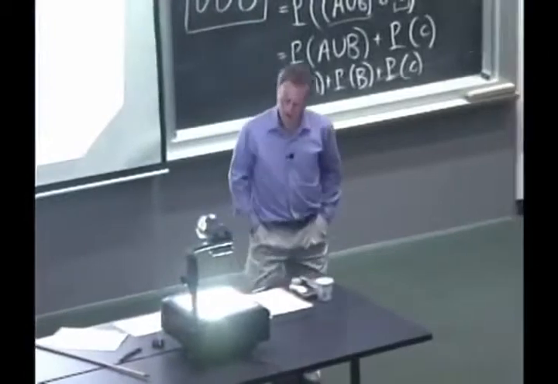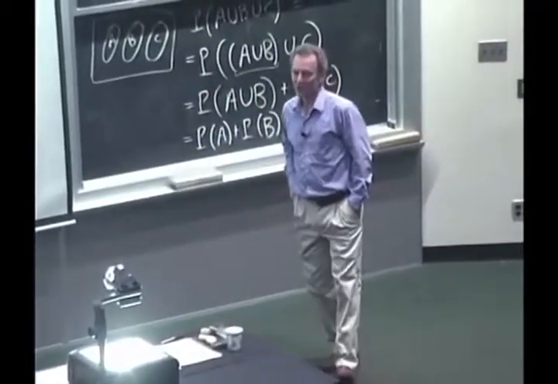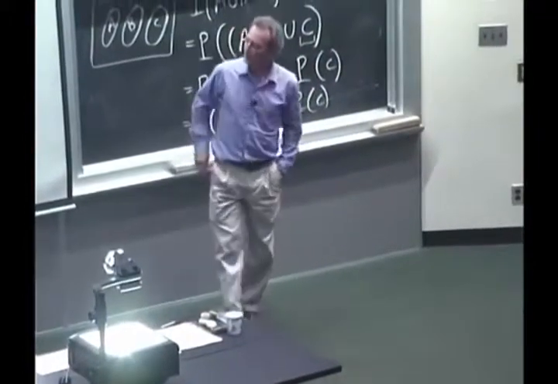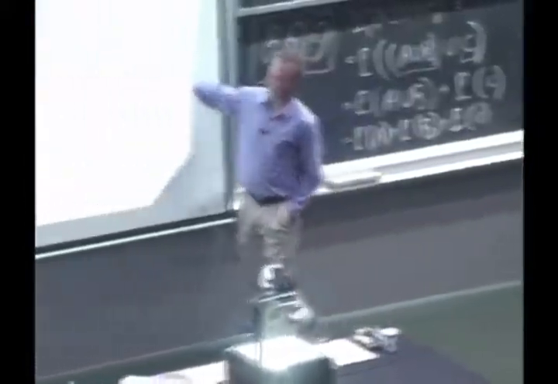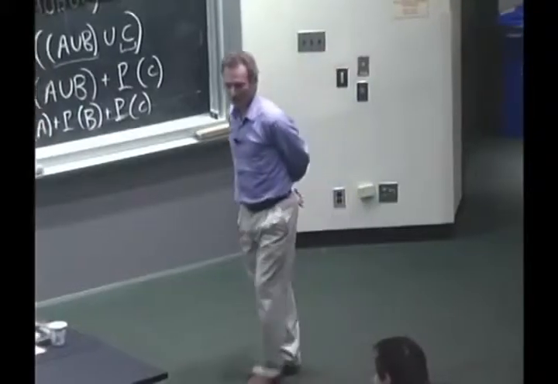So these are basically the axioms of probability theory, or, well, they're almost the axioms. There are some subtleties involved here. One subtlety is that this axiom here doesn't quite do the job for everything we would like to do, and we're going to come back to this at the end of the lecture.